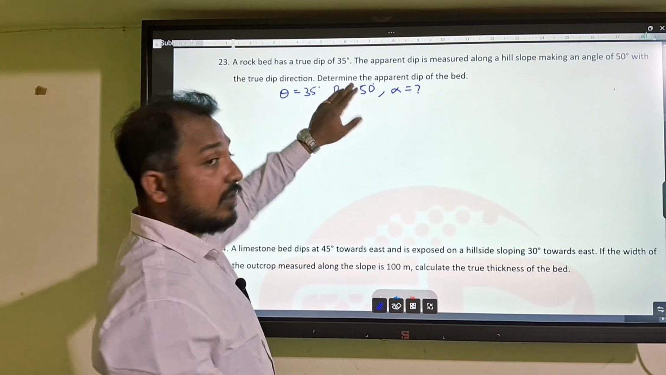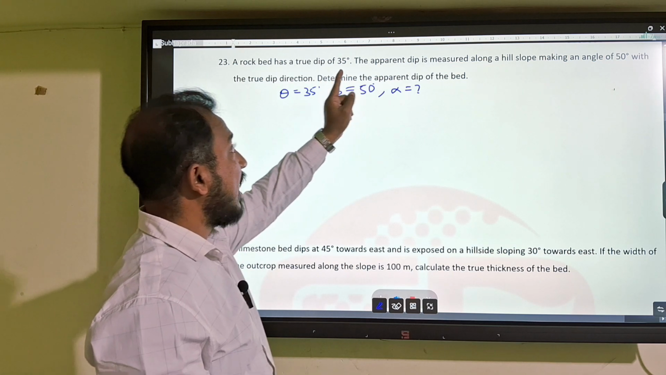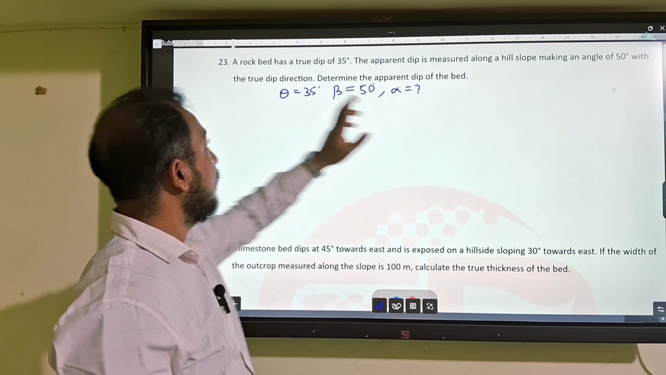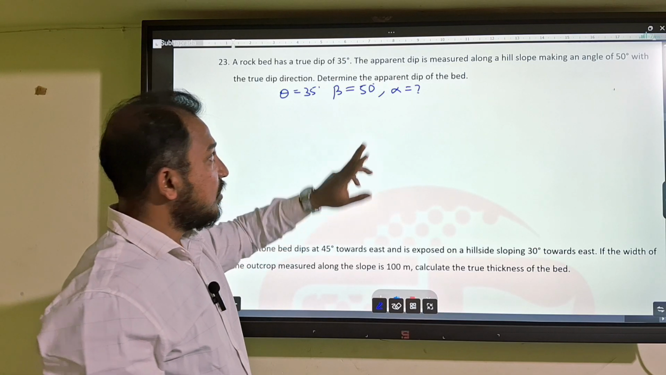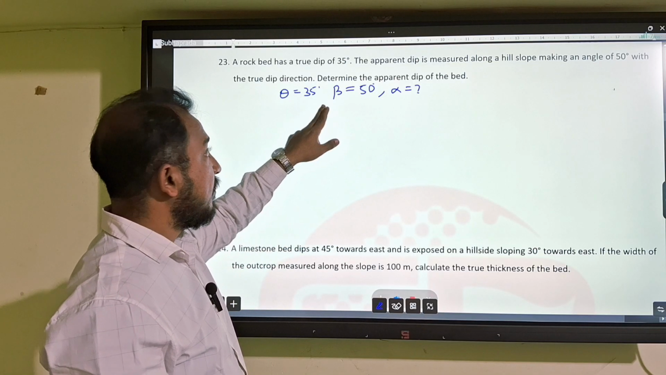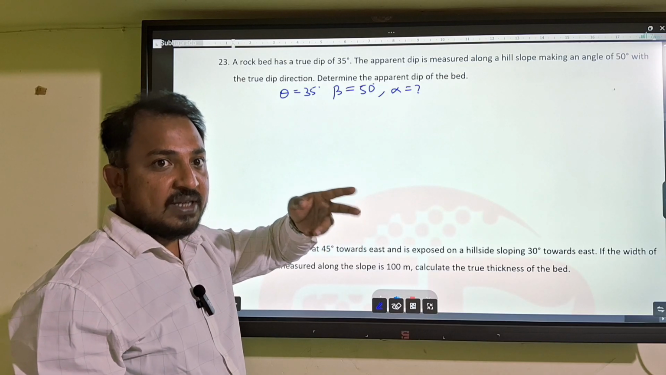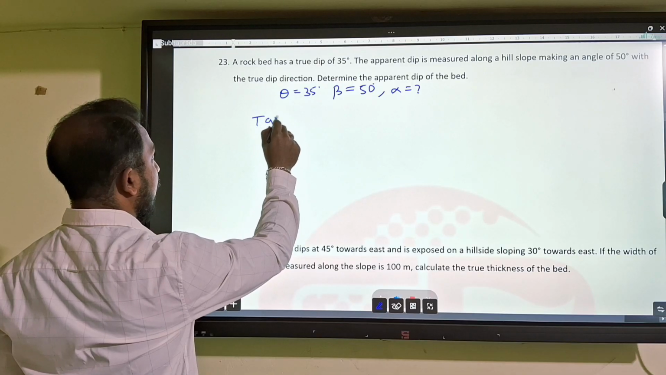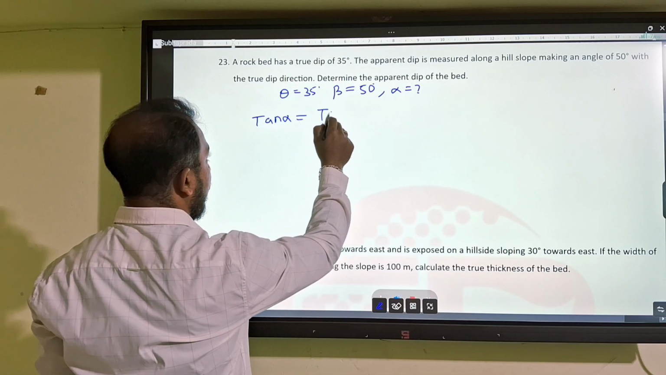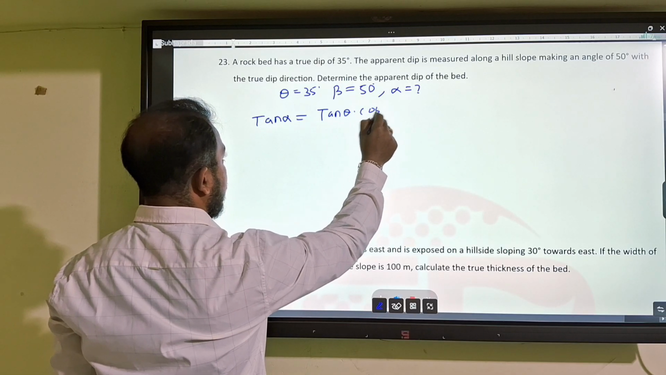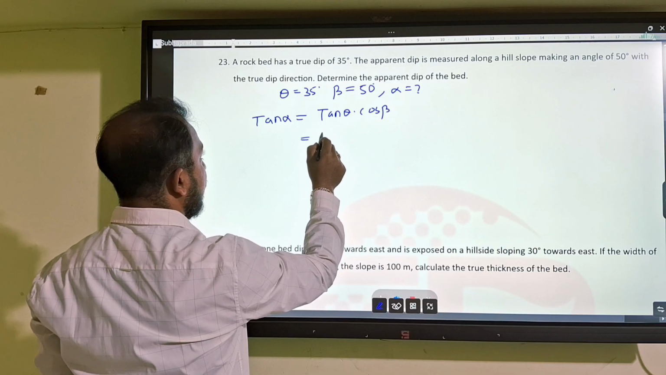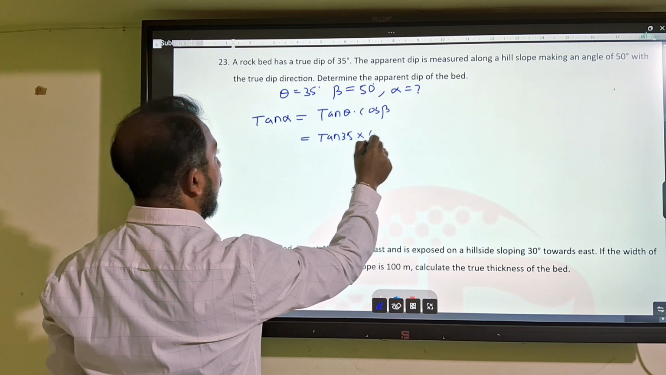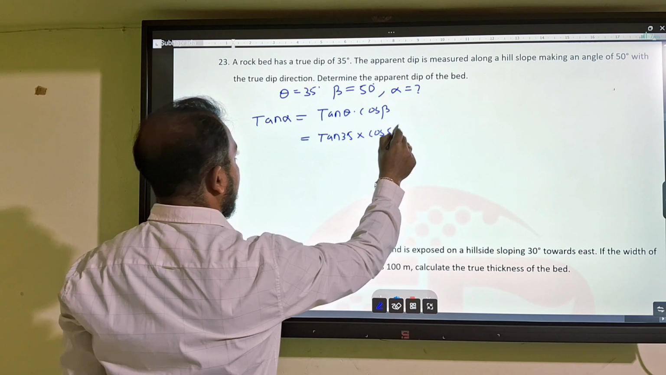Here you have to read it carefully. The apparent dip is measured along a hill slope making an angle of 50 degrees with the true dip direction. We discussed in the previous video that beta is the angle between the true dip direction and the apparent dip direction. Now we will calculate the apparent dip. We put the formula tan alpha equals tan theta into cos beta. Theta is given as 35 degrees, so tan 35 into cos 50 degrees.